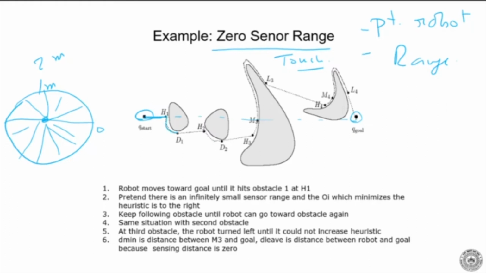From here, it again goes towards the goal and comes here. Then again it goes around the obstacle, comes here, goes like this, goes here, goes like this, and goes. So this is almost similar to the bug 2 algorithm, because it is behaving like a touch sensor.